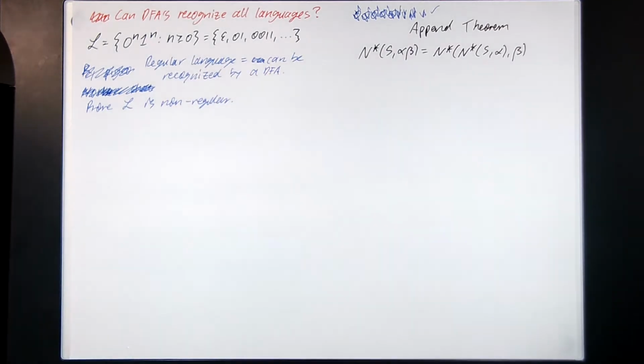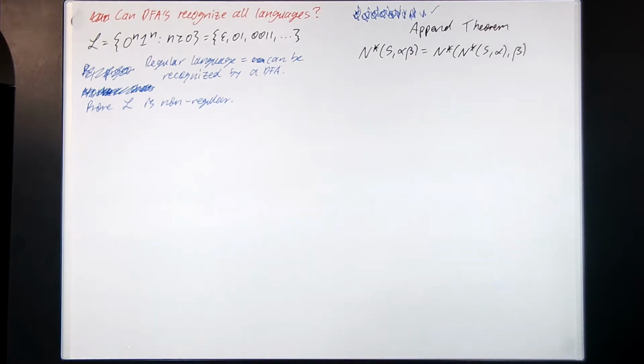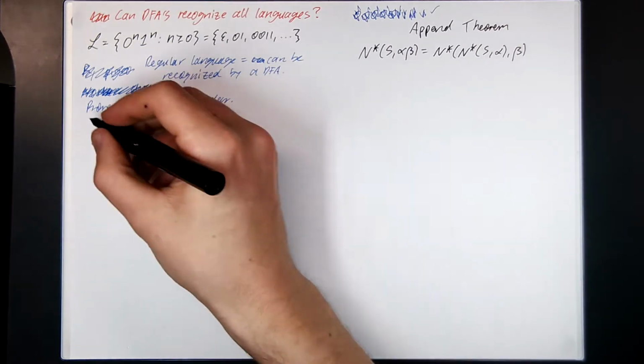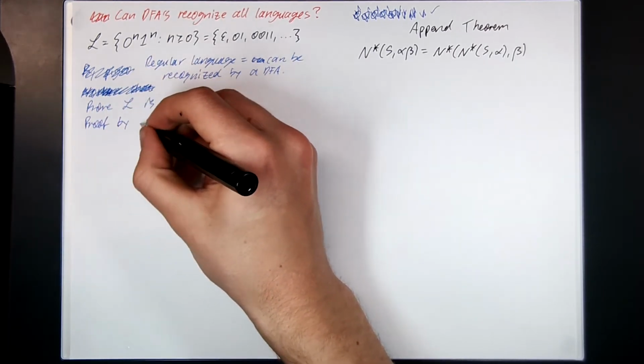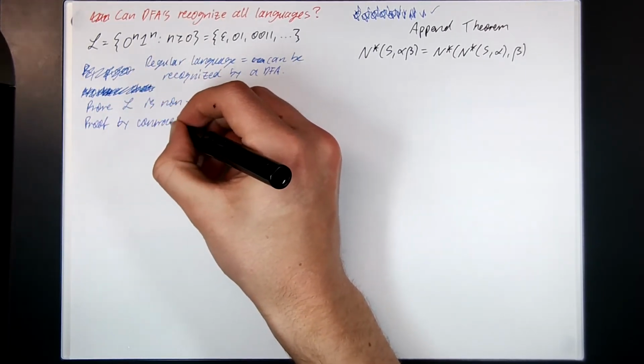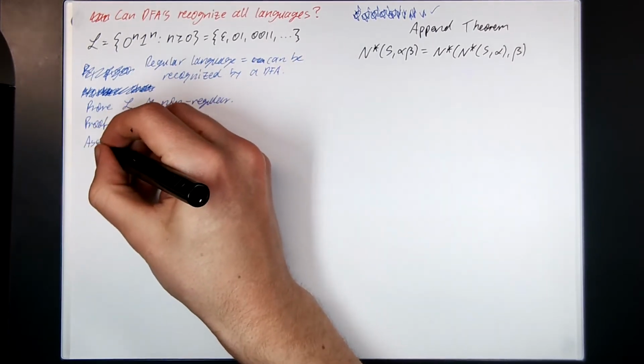Okay, how are we going to do that? How do we prove something doesn't have a property? We usually assume it does and derive a contradiction. So we're going to proceed by contradiction. So proof by contradiction. Okay, how do we do a proof by contradiction? We assume the opposite. So I'm going to assume that L is regular.